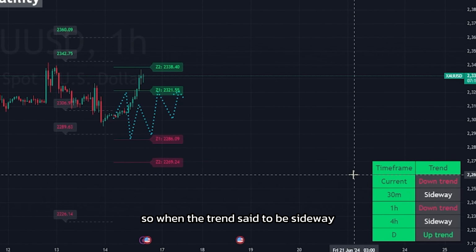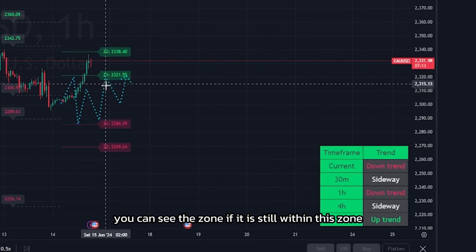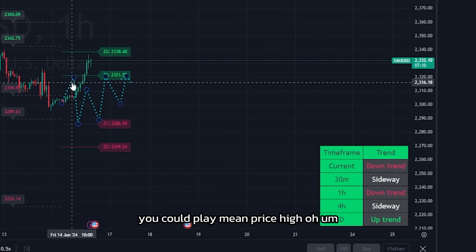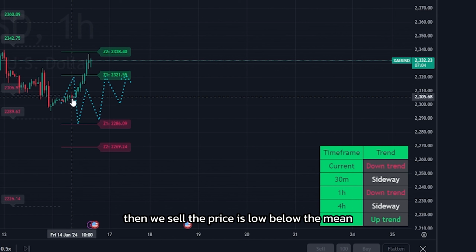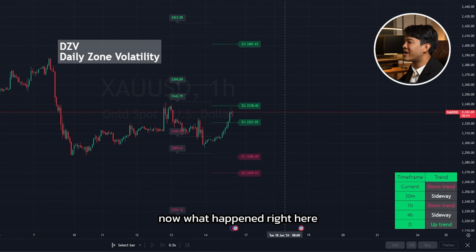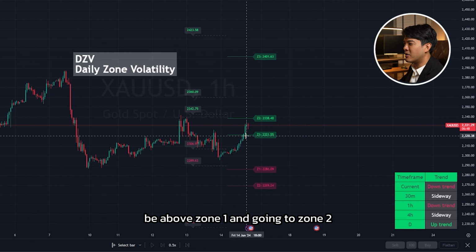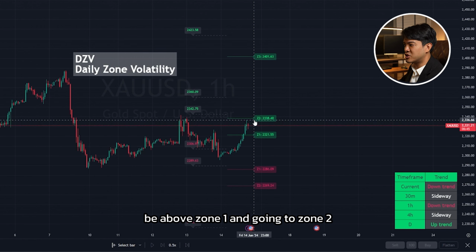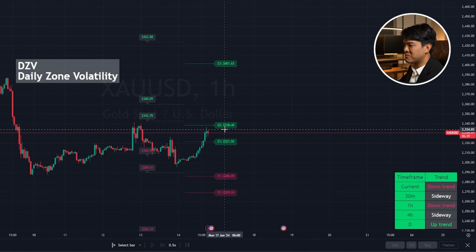So when the trend is said to be sideways, you can see the zone. If it is still within this zone, you could play mean reversion. The price is high above the mean, then we sell. The price is low below the mean, we buy, using our gold hunter indicator that we introduced before. Now what happened right here? Well, the price is already breaking out above zone 1 and going to zone 2. Now, the normal distribution on zone 2 usually happens less than 80% of the time.